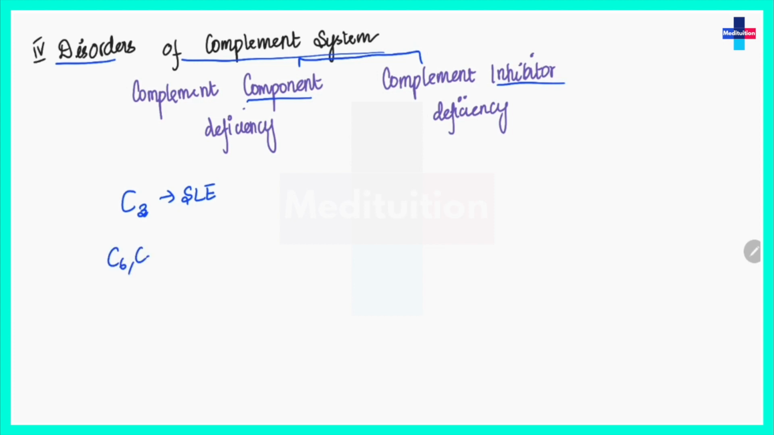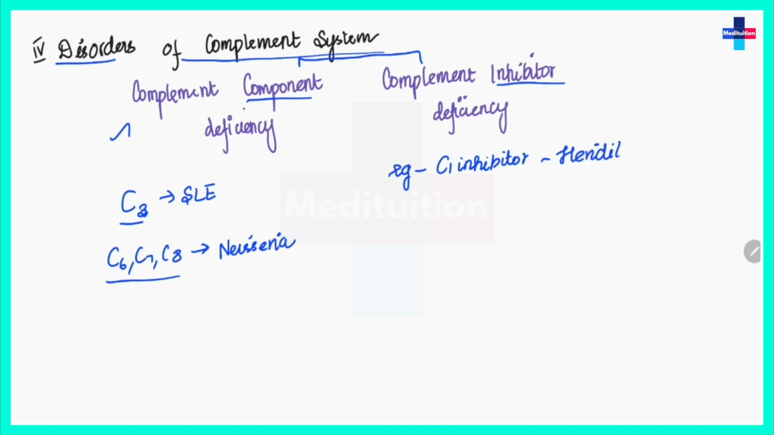And if C6, C7 and C8 are deficient, then the MAC complex, the membrane attack complex, will not be formed, and this will lead to recurrent Neisseria infection. So like this, if any complement component is deficient, we can have some disorder. That will come under complement component deficiency. Then we have complement inhibitor deficiency. Inhibitors and inactivators are the regulators of the complement system. We have different types of inhibitors, but for example, we'll take one inhibitor, that is C1 inhibitor. If this C1 inhibitor is deficient, it will cause hereditary angioneurotic edema.